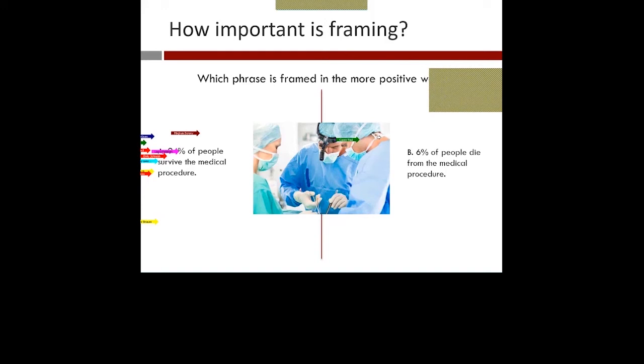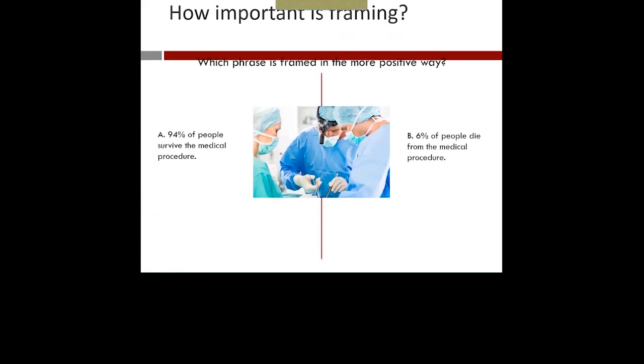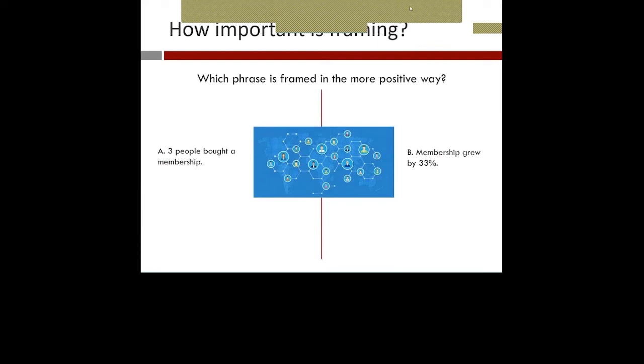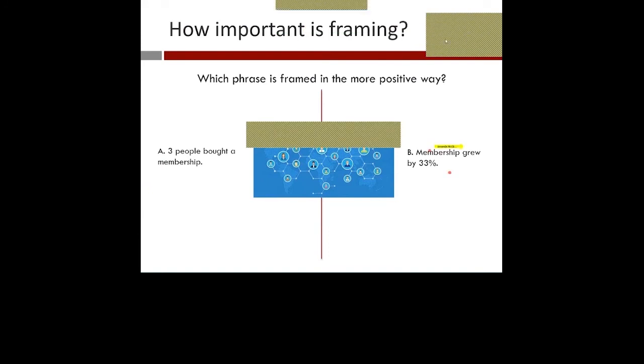Oops, let's see. My computer seems to freeze up with my annotation tools. Maybe I have to. There we go. All right, so you can do the same thing here again, and you're going to annotate. So which phrase is framed in the more positive way again? So we have A, 3 people bought a membership, and B, membership grew by 33%. And again, you'll just use the arrow. You'll probably have to click on it again.